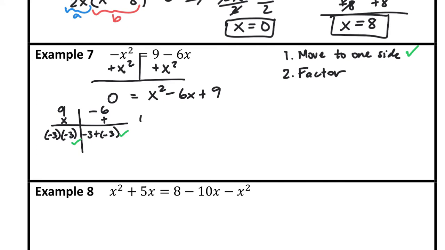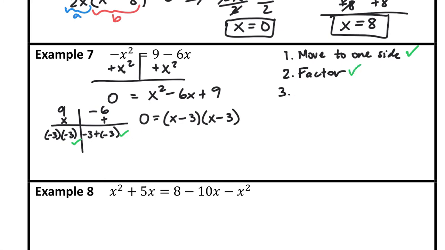So I'm going to write 0 equals x minus 3, x minus 3. And again, I'm just copying the 0 over here, copying the equal sign, and this part, x squared minus 6x plus 9, became this part. Because negative 3 times negative 3 is positive 9. Negative 3 plus negative 3 is negative 6. So we have factored.